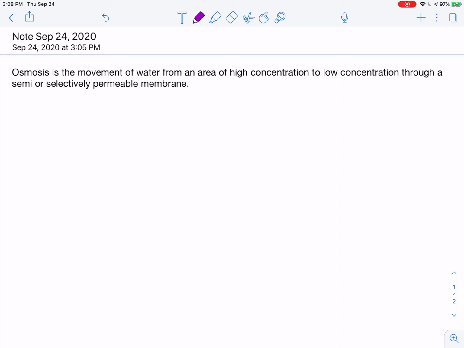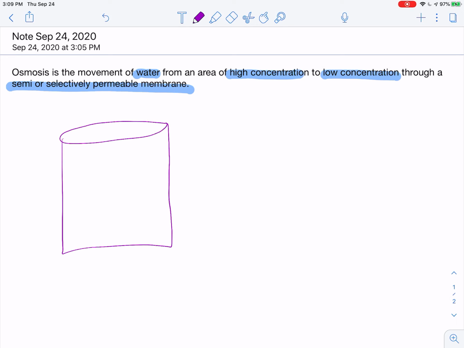All right, so when we're talking about osmosis, this is specifically the movement of water. We're just looking at the movement of water from an area of high concentration to low concentration through a semi or selectively permeable membrane. So that means only certain things are allowed in and out. It doesn't let everything in, and it doesn't let everything out. So we're going to look specifically at the movement of water. We've been looking at little containers that look something like this with a cell in it.